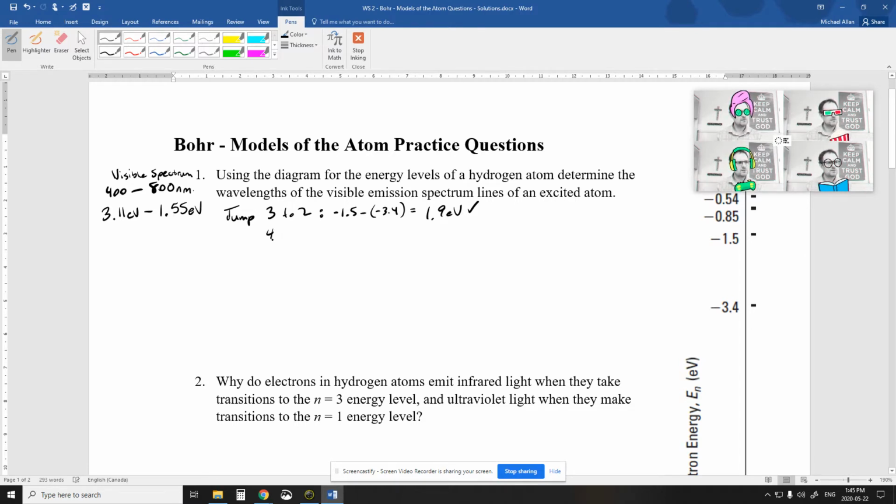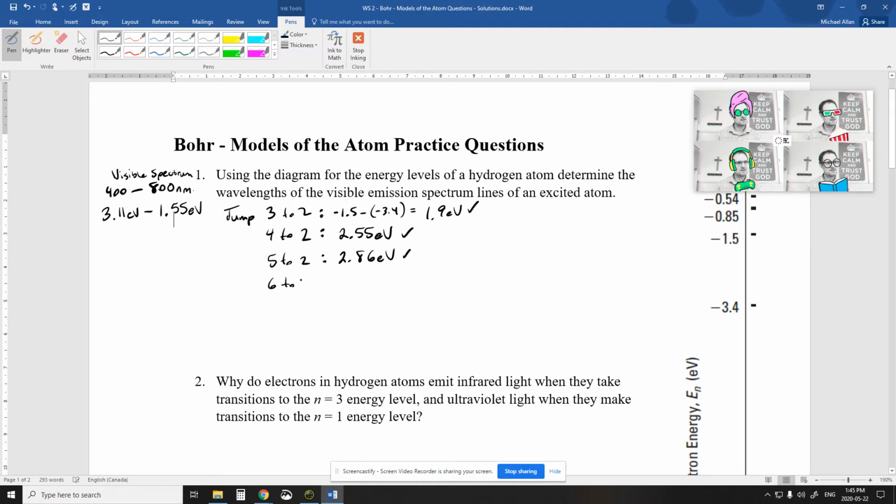What if I go from 4 to 2? Let's just go up a little bit higher. So if I go 4 to 2, so that's going to be 3.4 minus the 0.85. So this is a 2.55, sorry. So that's going to work for us. What if I go 5 to 2? So 5 to 2 would be 3.4 minus 0.54. Yeah, so that's going to work. That's going to be 2.86 electron volts. That's going to be in the visible spectrum.